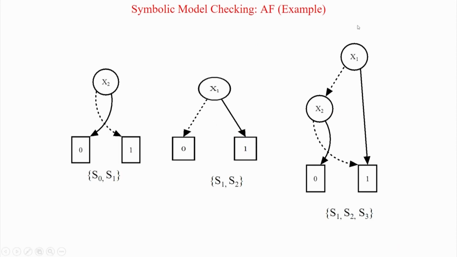Similarly, S1 S2 is the BDD for this, and if you take all these states together, S1, S2 and S3, this is the BDD. All other combinations can be drawn, but I have not done it here, because for the example we are going to consider, these combinations will suffice.